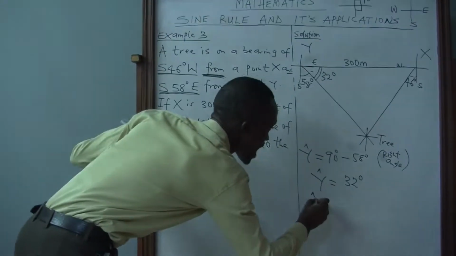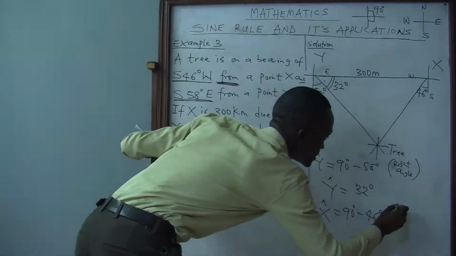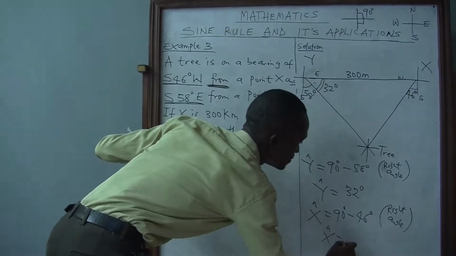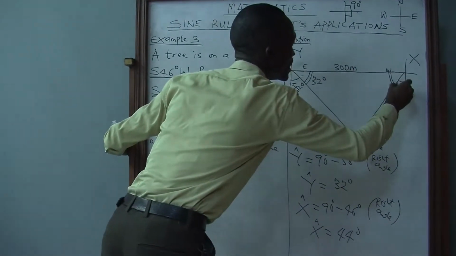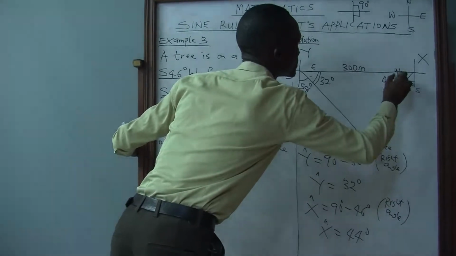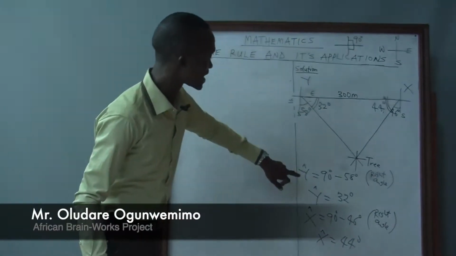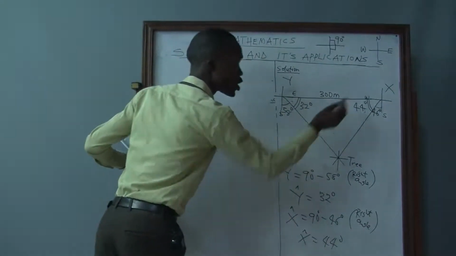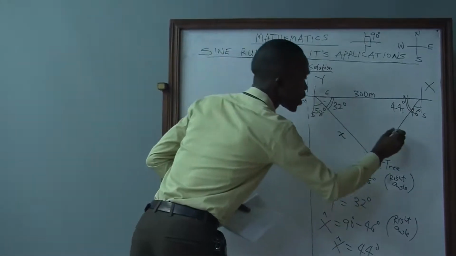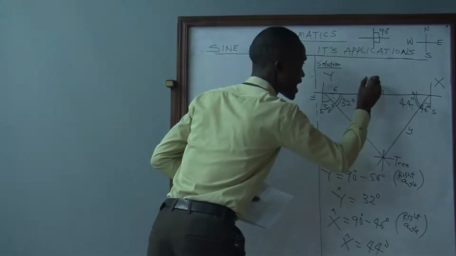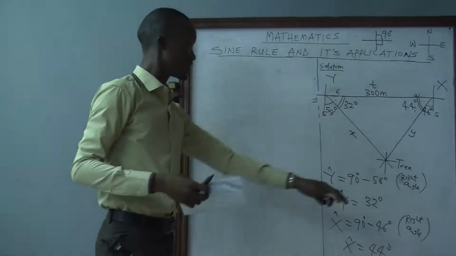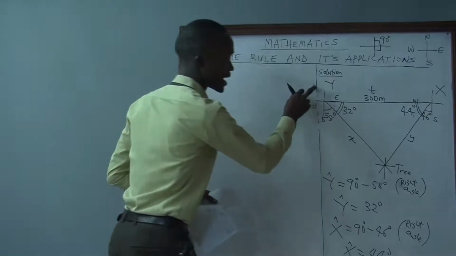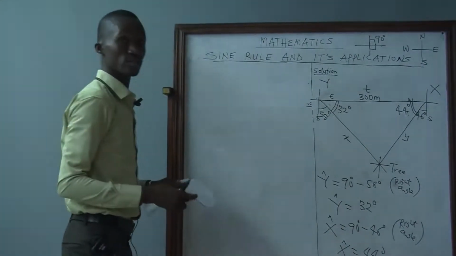Also for X, angle X from there is 90 degree minus 46 degree. The reason for that is also right angle. So X from there will be 44 degree. So after getting Y and X, we observe that we have angle Y and angle X. We don't know what side X is. This one is side X. We don't know what side Y is. But we know what side T is because we are representing that one with capital T, because this point is talking about the tree. And the question is asking us to find the distance between Y and that tree.